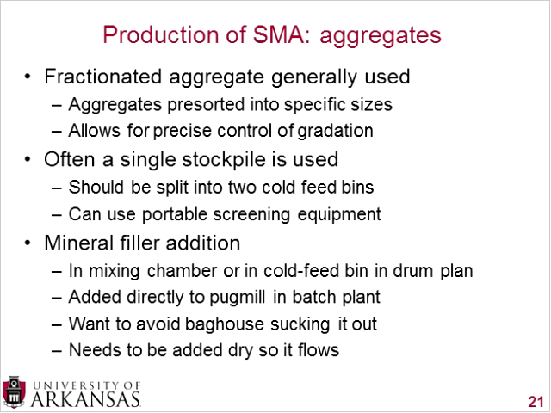For the production of the SMA, just the aggregates, you generally need to have fractionated aggregates. And this is where you actually pre-sort your aggregates into specific sizes. So generally we have our stockpiles divided into different top-sized rocks throughout a plant. But for SMA, if you really want to control your gradation, it's recommended that you actually fractionate your aggregate. So you take those stockpiles and then break them down into the smaller sizes. And this allows for a more precise control of gradation.